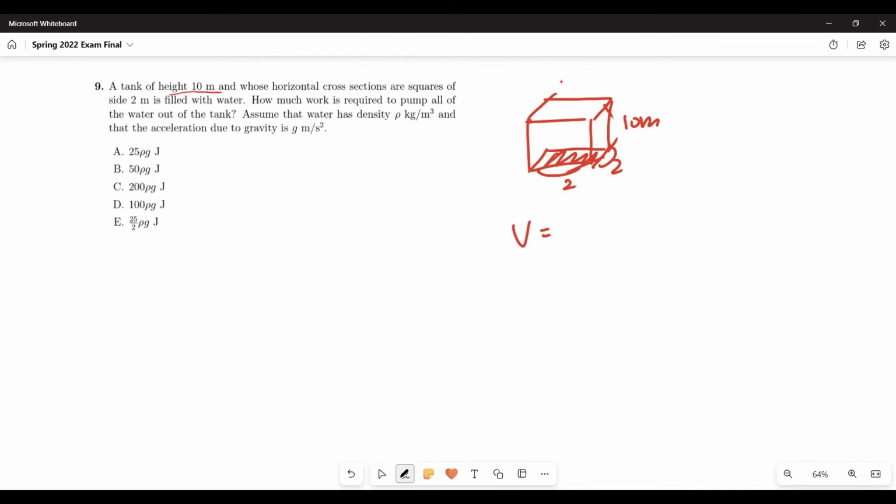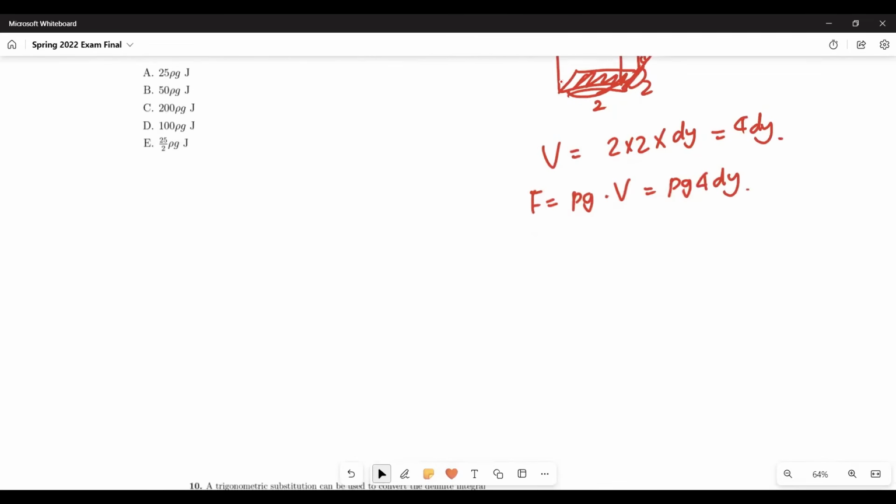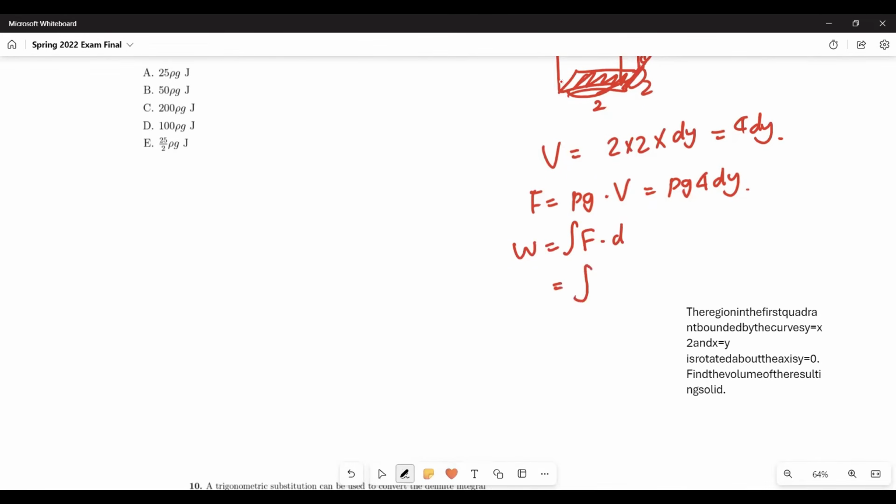So the cross-section area, it's a square, so 2 times 2 times height, which is changing. So we're gonna put it as dy, so it's gonna be 4 dy. And then the force is pg times the volume, so it's gonna be pg 4 dy. We have that. And then work is basically force times distance, integrated. So this is basically, wait, what happened here?